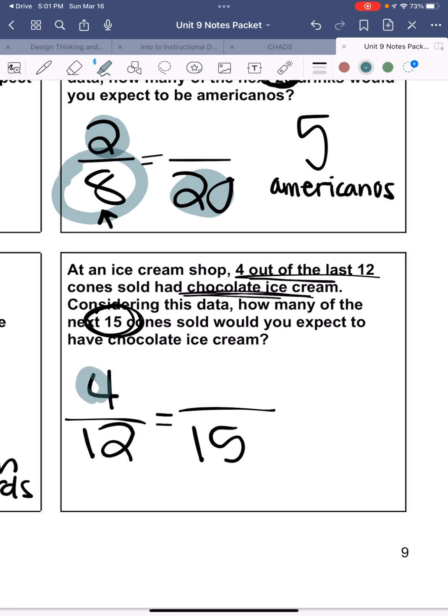We're going to do 4 times 15 and get 30. Oh my gosh, not 30. Wow, the math is not mathing today. 4 times 15 and get 60. And 60 divided by 12 and get 5. So we expect 5 to be chocolate.